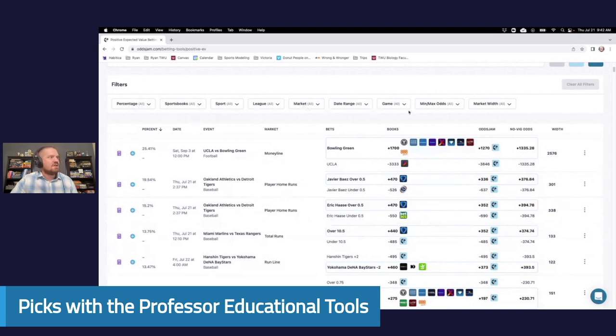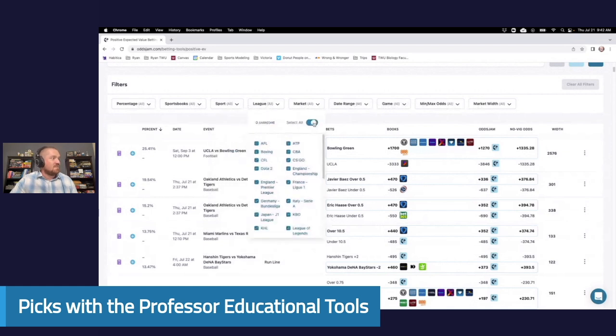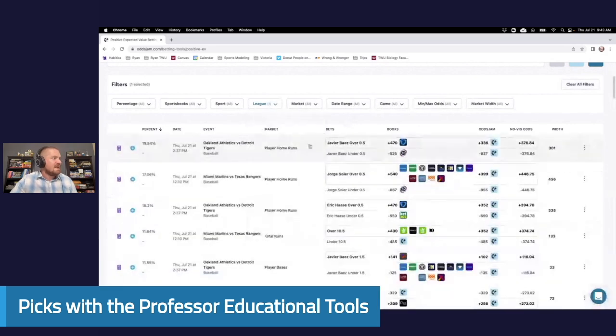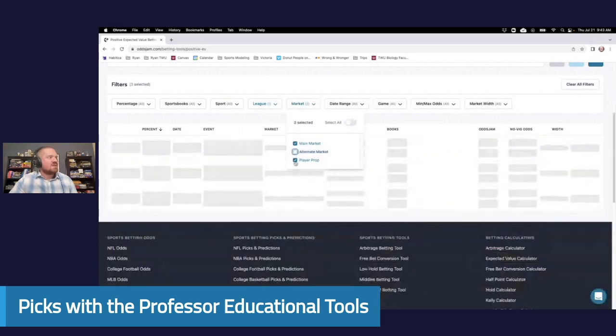And of course, here you can filter by whatever you're interested in, right? Let's say you just want to focus on Major League Baseball, right? So deselect everything else, and let's just go to MLB, right? And now we've still got a lot of things to look at, but let's just say we want the main markets, right?